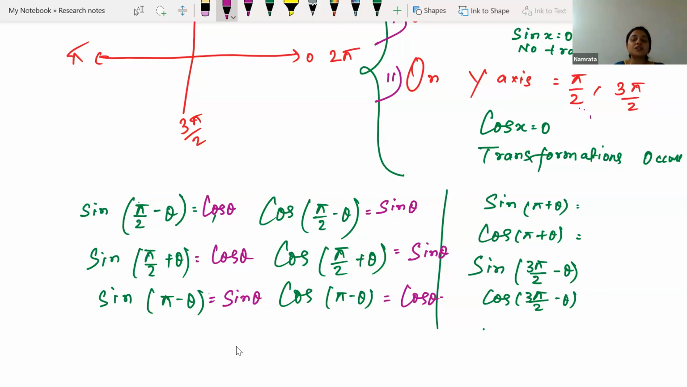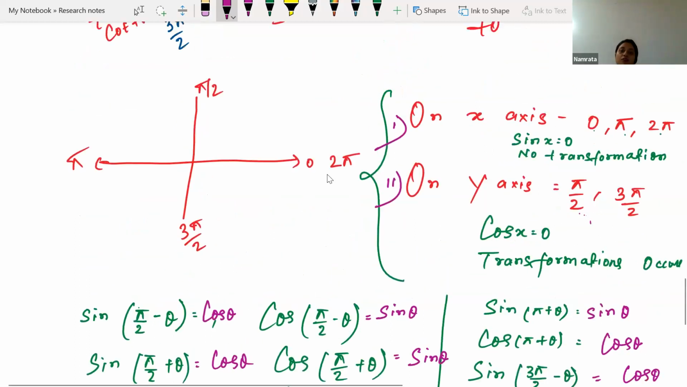Here also sine of pi plus theta. The first rule says whenever you see the angle pi, 2 pi, 0, like pi plus something, pi minus something, 2 pi plus something, 2 pi minus something, no transformation will occur. So here sine will remain sine only, and here cos will remain cos only. 3 pi by 2, yes, changes will occur. Sine will change to cos and cos will change to sine. Is it clear so far to both of you? Yes, ma'am.